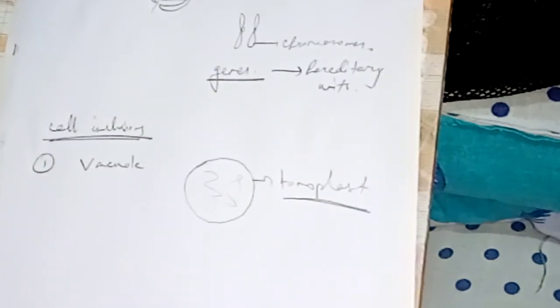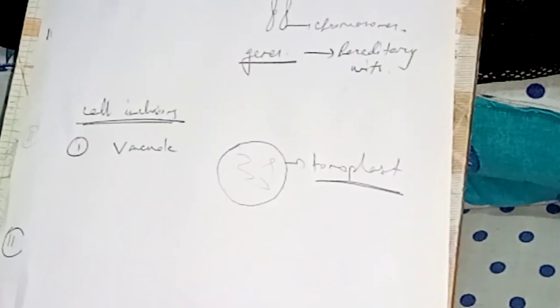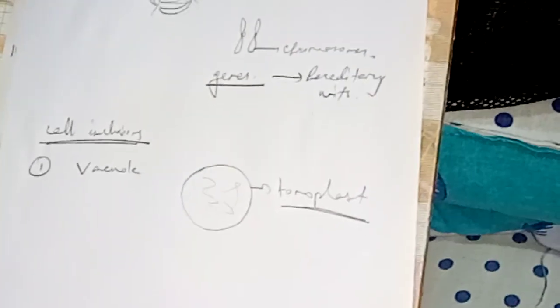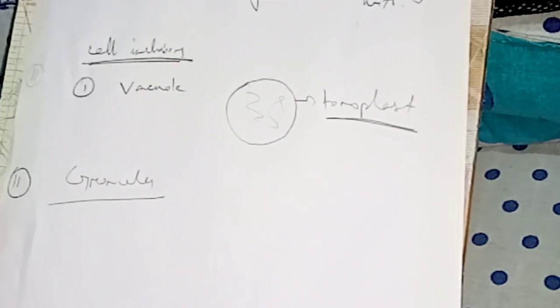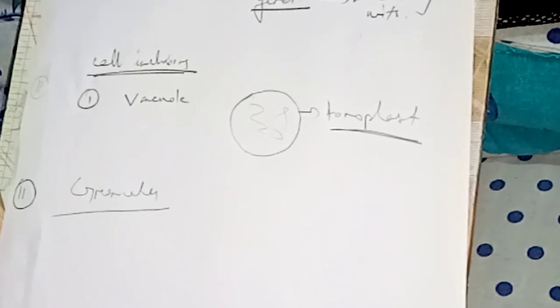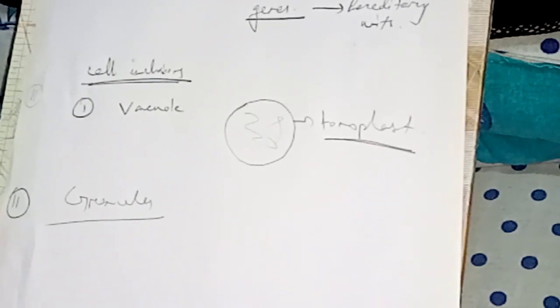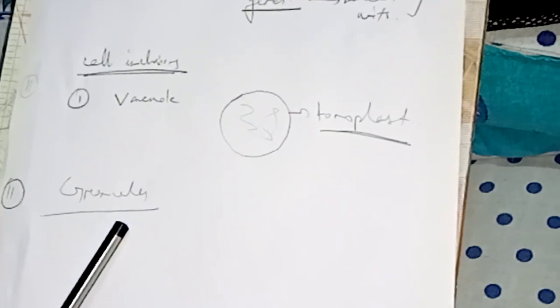Now the important one here is tonoplast. You get the question: name the following, the membrane surrounding the vacuole is tonoplast. Coming to the last one, that is the granules. These granules are present freely in the cytoplasm and these are small particles, and they store starch or fat. As you have seen in the structure of the yeast cell, there are fat storing granules. So these two, vacuole and granules, are the non-living parts of the cell and are called inclusions.